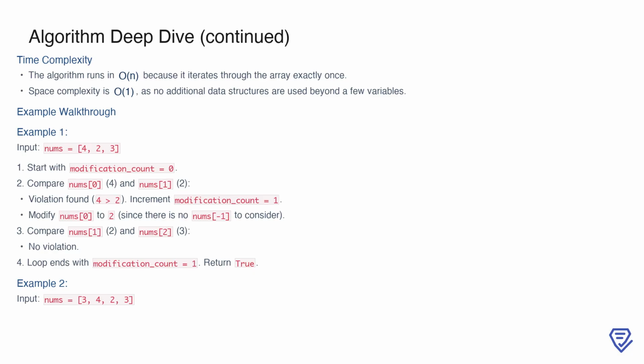Since 2 equals 3, no violation occurs. The loop finishes with modification_count equal to 1, so we return true, indicating that the array can be made non-decreasing.